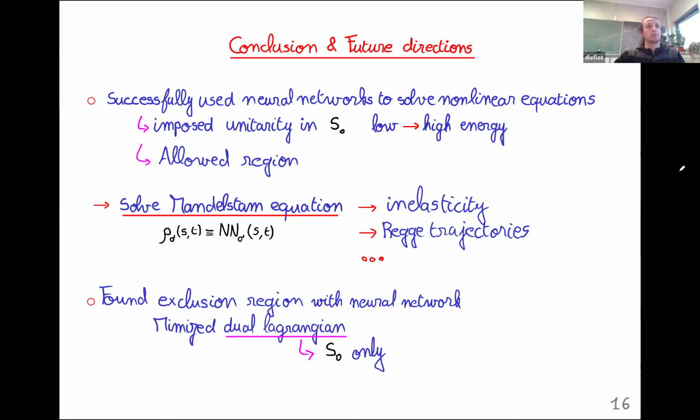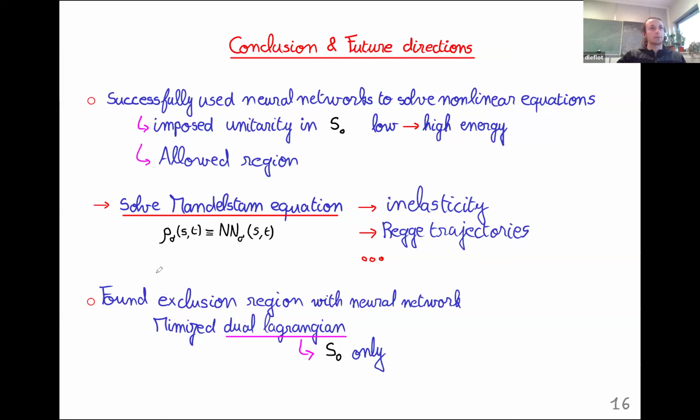So the next step is indeed to solve the Mandelstam equation. In this case, we would have to parameterize the double spectral density with a neural network. And if we manage to solve this equation, we would be able to study the impact of inelasticity on the green allowed region, and maybe even study Regge trajectories, which seem to appear in some part of the allowed region.